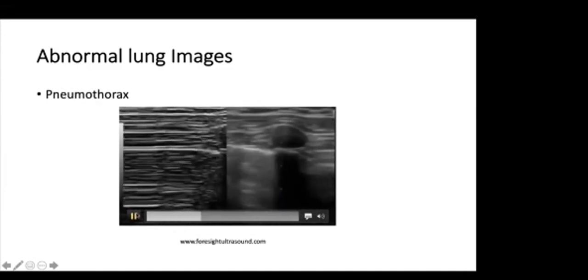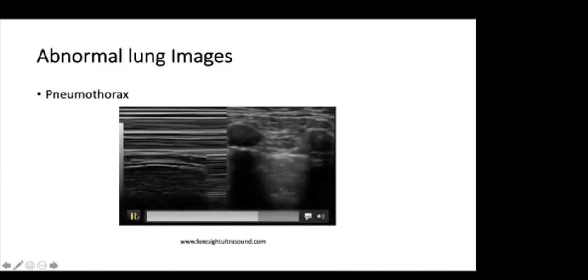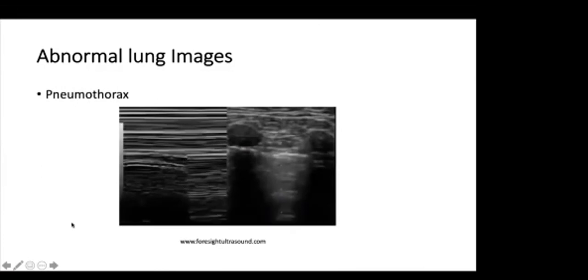On the left, I want to show you where the image transitions from a seashore pattern to a barcode, and this is the lung point.